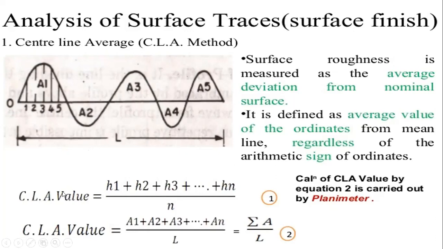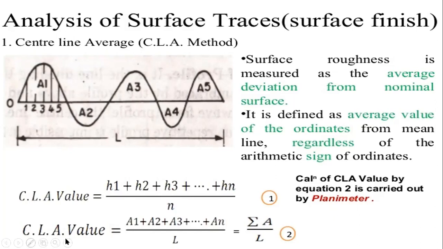And the value for the CLA is H1 plus H2 plus H3 plus, and so on to Hn, divided by n. So these heights are measured to the section between the elements, that is H1, H2, H3, H4 and H5. For each area of section we have to determine this value, that is H1 plus H2 plus H3 plus so on Hn by n.